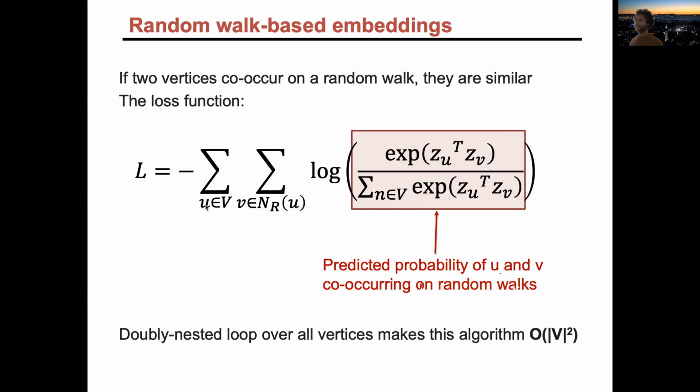which is there is a double nested loop. The outer summation is u in V, and then we look at the neighbors of v. But the worst thing is within that loop, there is another n in V. So this loop is at least N squared, where N is the number of vertices, or V squared, to be more precise. And that's just too expensive for sparse graphs, which are almost every interesting graph.